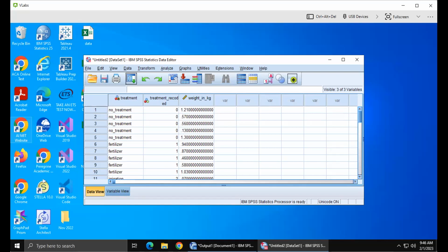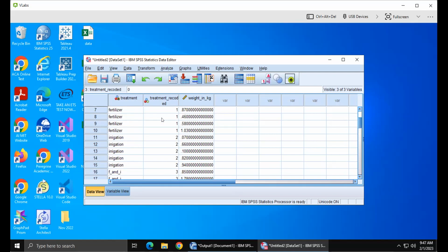So to run a one-way ANOVA, you're going to have more than two groups of individuals for whom you are measuring some ratio or interval level variable. In this case, that ratio or interval level variable is the weight. And the grouping is the type of treatment they got, one of the four types. But we simply put a 0 if they received no treatment, a 1 if they received fertilizer, 2 if they received irrigation, and 3 if they received fertilizer and irrigation.